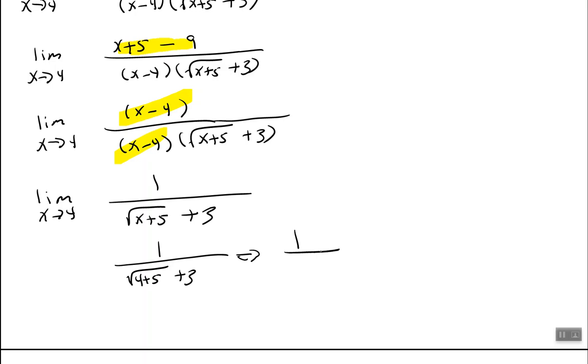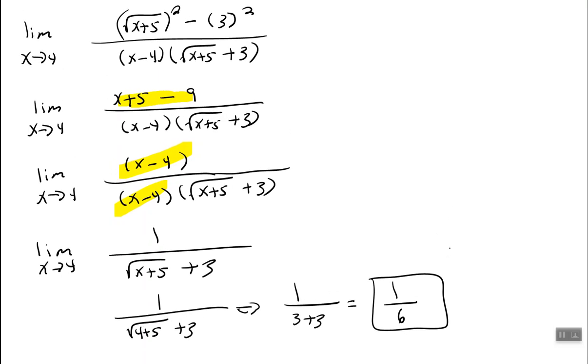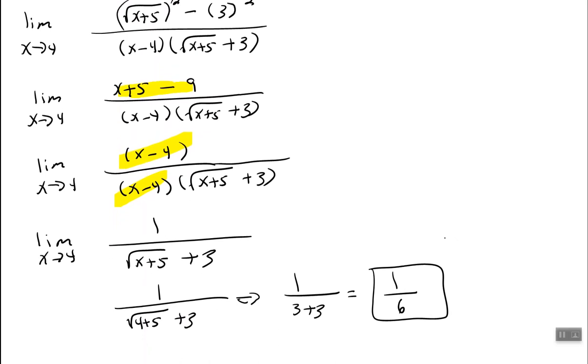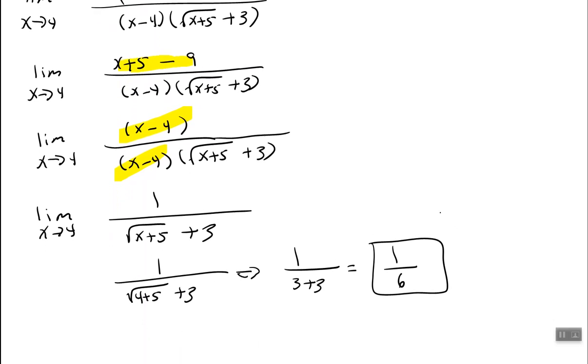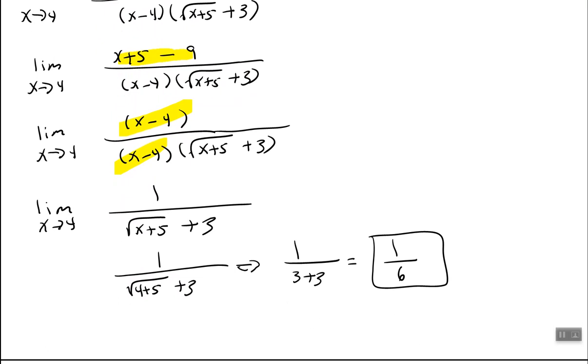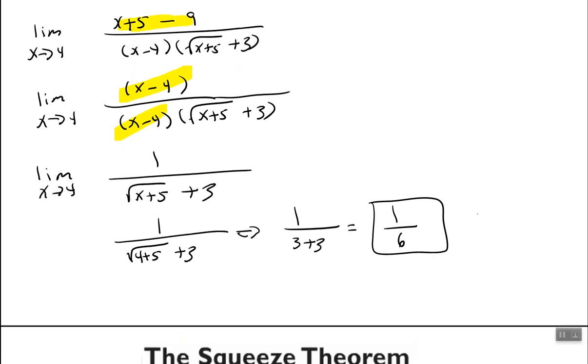All right, so 1 over the square root of 9. 4 plus 5 is 9. The square root of 9 is 3. So we have 1 over 3 plus 3, which gives us 1 over 6. So it worked out. We had to rationalize first by multiplying by the conjugate. And we used the a plus b times a minus b rule, which is a squared minus b squared, to multiply the numerator out, those conjugates. And then we simplified, which allowed us to cancel the x minus 4's, which allowed us to substitute to find the limit.